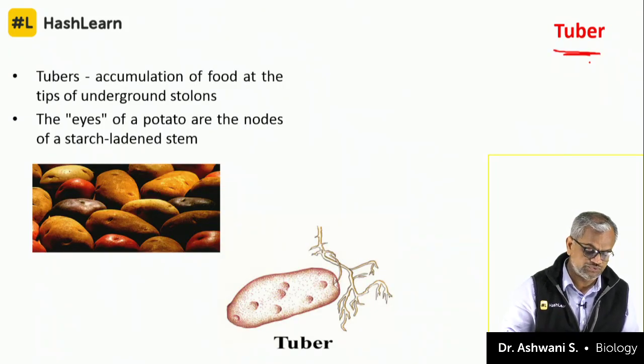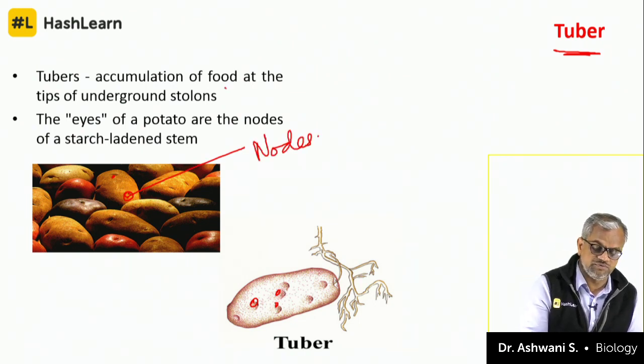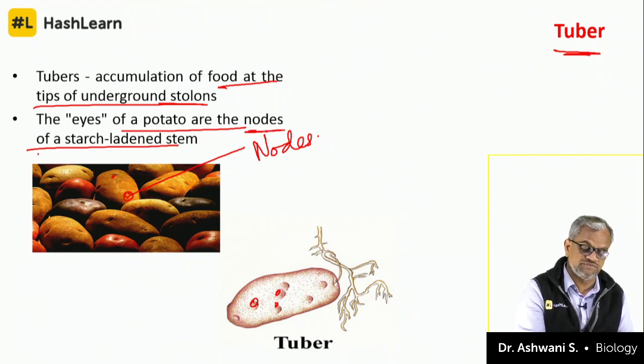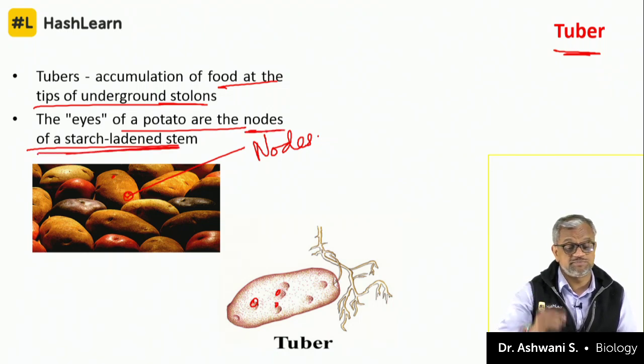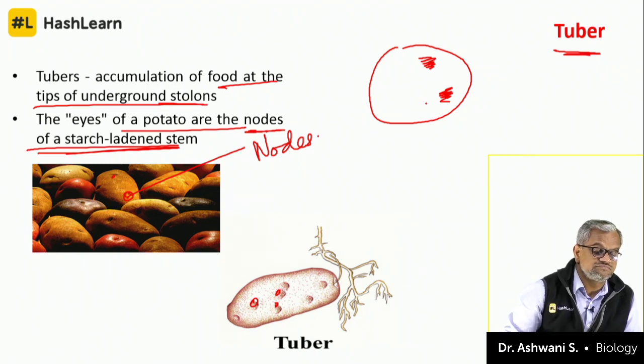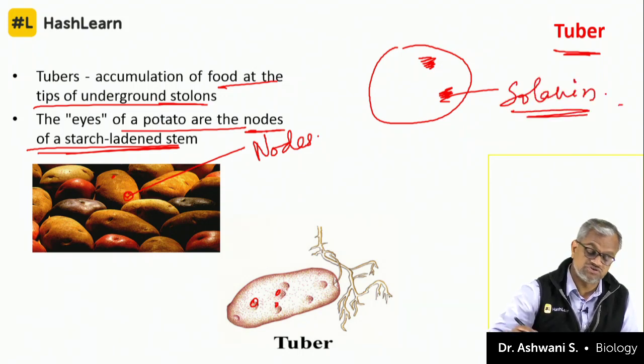Tuber, that is potato. These eyes, what you see on the potato, like this, these eyes are only called as nodes. Tuber, accumulation of food at the tip of underground stolons. The eyes of a potato are the nodes of a starch laden stem. And do remember here, sometimes you will see potato at a particular area turns green. That is because of a chemical compound released called as solanine.